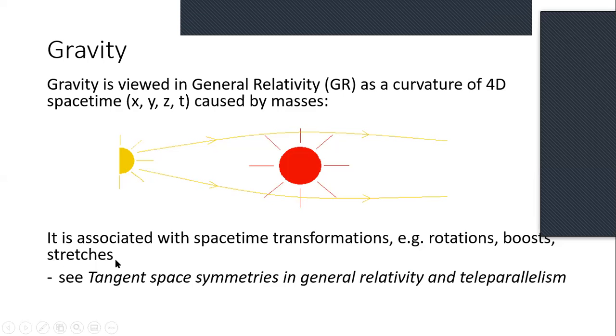I've looked at these space-time transformations, analysed them in a paper called Tangent Space Symmetries in General Relativity and Teleparallelism, which has recently been published online. If you want to find it, you can just do an internet search for that phrase, and it should bring up the online version, which I'm afraid is behind a paywall, and my own version, which is the preprint, which is on my ResearchGate page. But do contact me if you want a link for either of those.